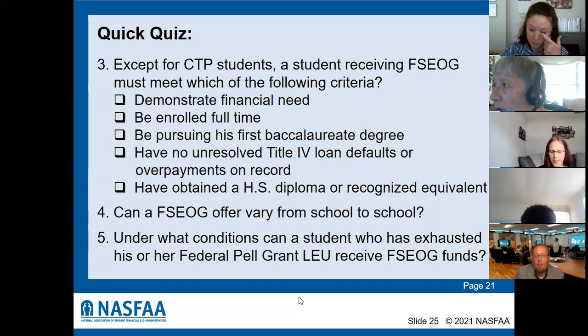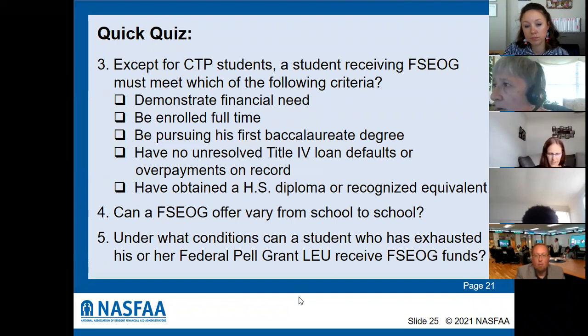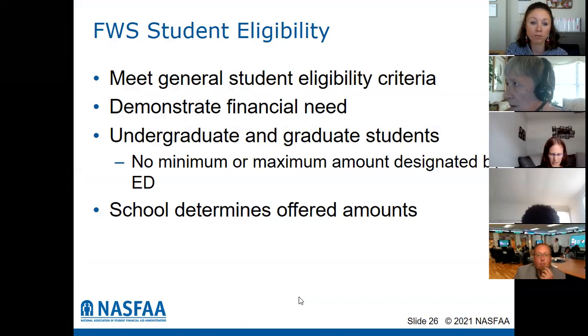This would be an example of if they've exhausted their Pell LEU, they may receive SEOG funds as part of the first selection group if they receive a Pell Grant during the award year. A student in this situation could also receive SEOG funds as part of the second selection group if the school has funds remaining after offering the grant to students in the first selection group. So this was that example. Let's say they get a Pell Grant in the fall, reach their maximum LEU, and can't get Pell in the spring. They can still get SEOG in the fall and in the spring. Okay, thank you for participating.